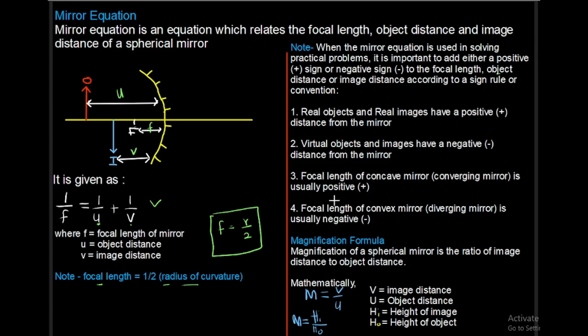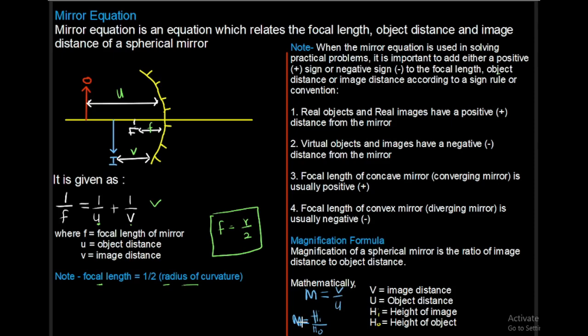Now, aside from this, there's another important equation you need to know, which is the magnification formula. The magnification formula helps us to relate the image distance, object distance, height of image, and height of object. Now, according to the magnification formula, we have here that magnification of a spherical mirror is the ratio of image distance to object distance. And mathematically, we have magnification equals v over u, where v is image distance, u is object distance. So we have image distance over object distance.